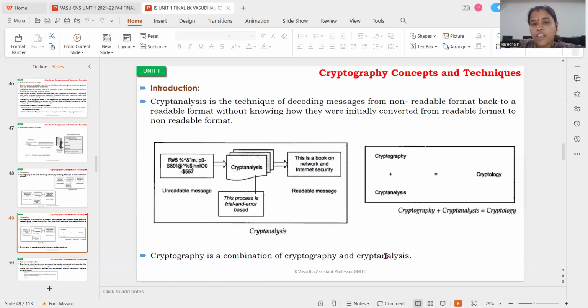And the combination of both cryptography and cryptanalysis is nothing but cryptology. Cryptography means conversion of the readable format of the data to the non-readable format of the data, and conversion of the non-readable format of the data to the readable format of the data is cryptanalysis. And when we combine both these technologies together, we call it cryptology.